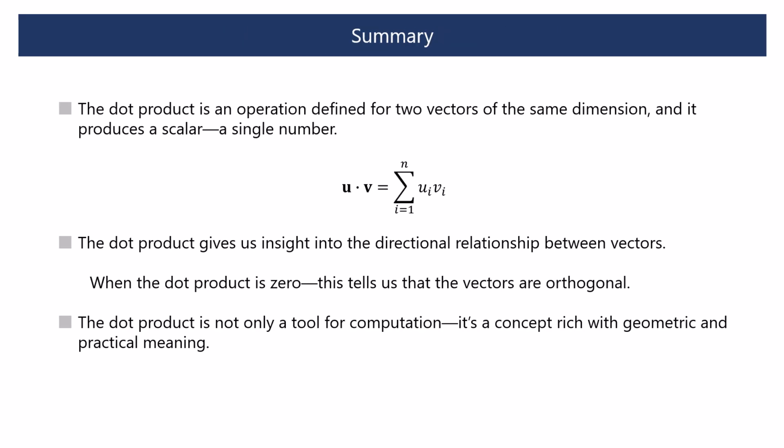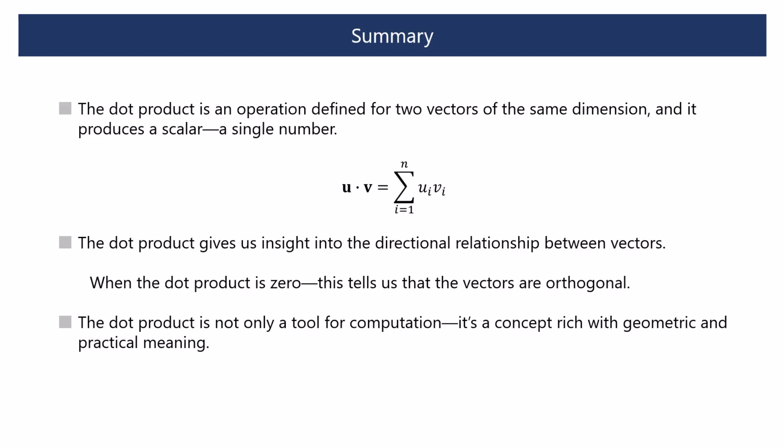Let's wrap up. The dot product is an operation defined for two vectors of the same dimension, and it produces a scalar, a single number. We compute it by multiplying the corresponding components of the vectors and summing the results. More than just a calculation, the dot product gives us insight into the directional relationship between vectors. One especially important case is when the dot product is 0. This tells us that the vectors are orthogonal or perpendicular to each other.